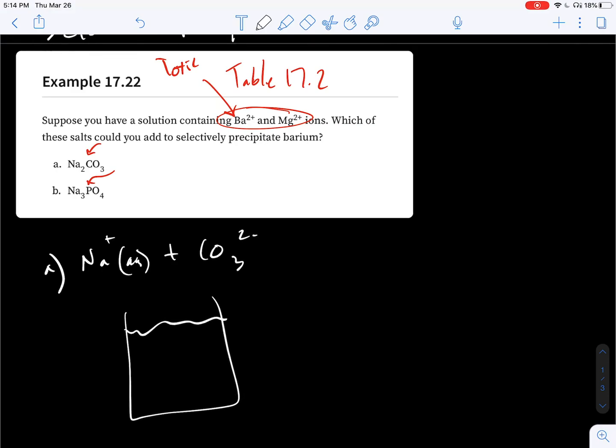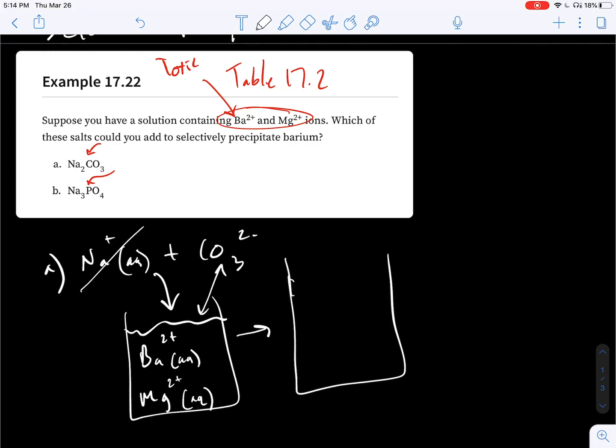And in here, I have a solution of barium and magnesium ions. Not sure what their counter ions are, doesn't really matter. So I'm adding this to here. So what are the compounds that could form? Sodium is not going to be involved, but the carbonate can add and form compounds with barium and magnesium. So let's just form these now. Barium carbonate or magnesium carbonate.